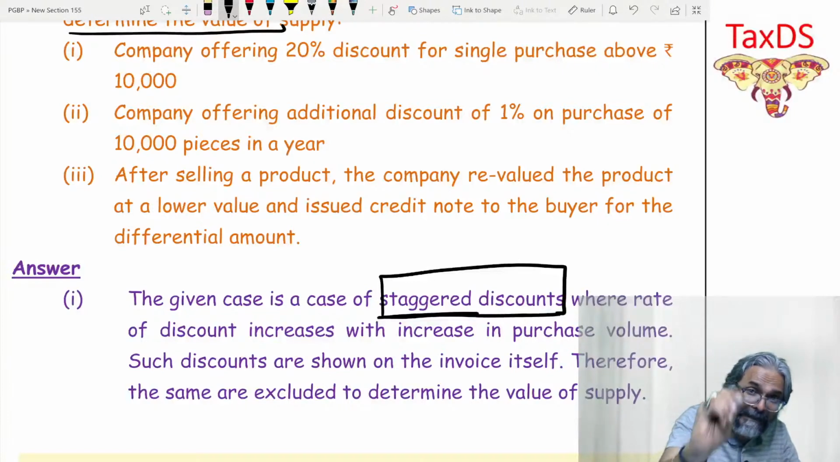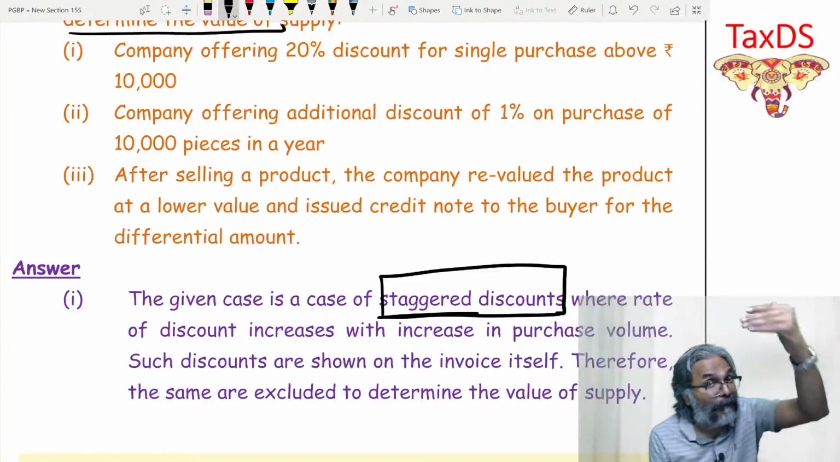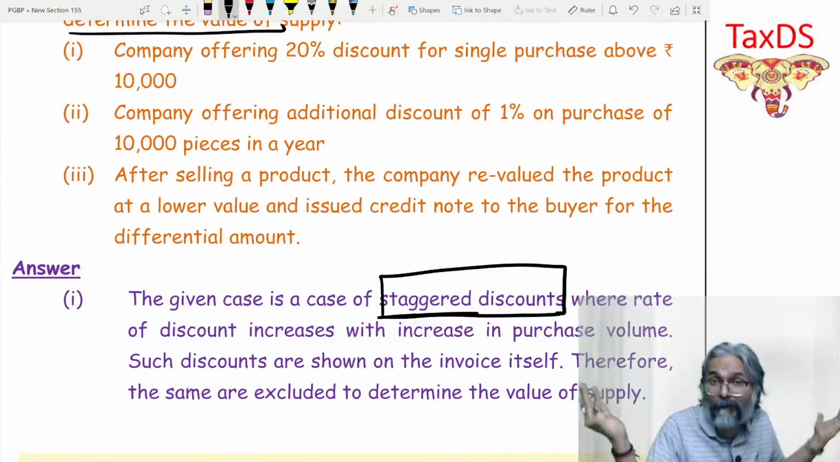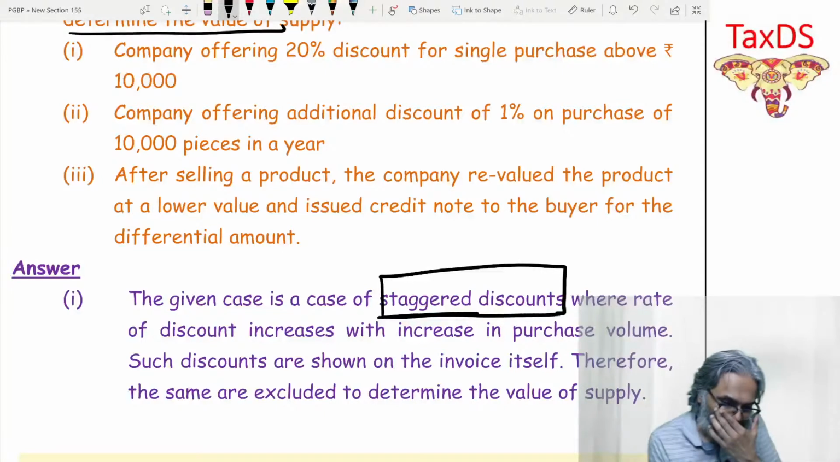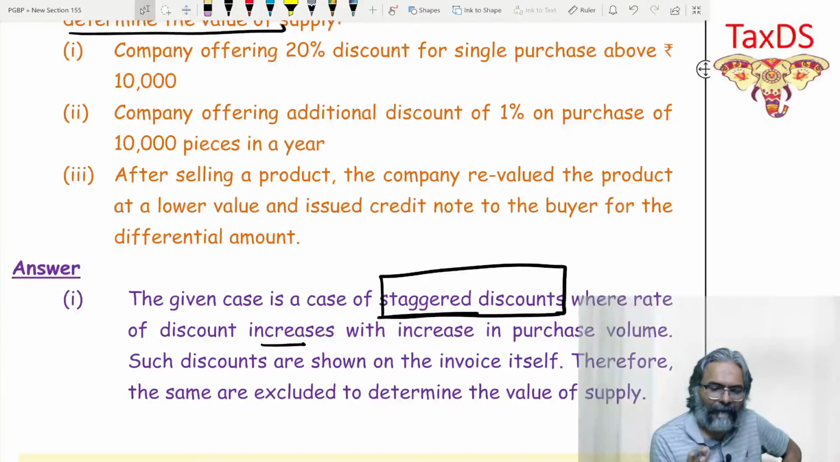In your IDT paper, you will have to make assumptions. In fact, after this question, when we start the next question, I'll tell you the format of the valuation topic. The format is the game at the end of the day. That I'll let you know. So the given case is the case of a staggered discount, where the rate of discount increases with the increase in purchase. So it's 15.3a, it will be reduced.